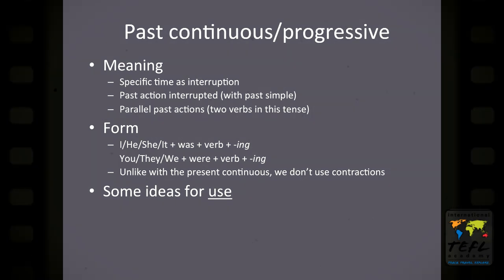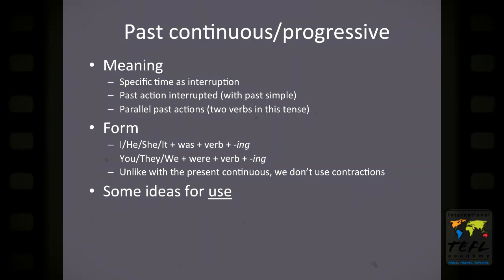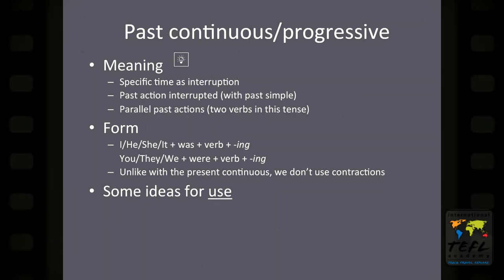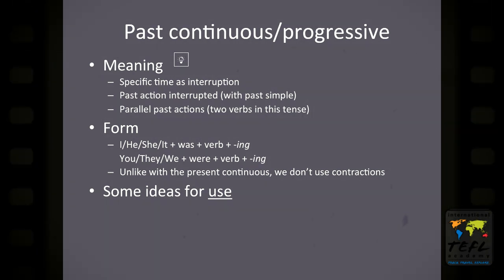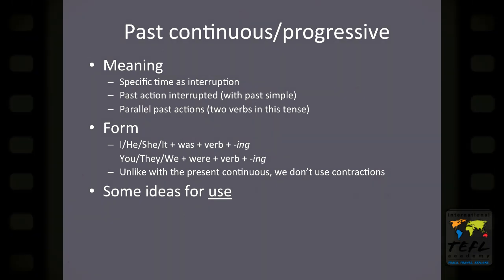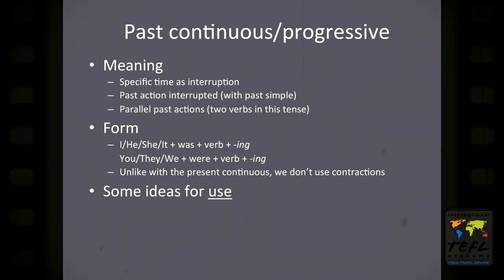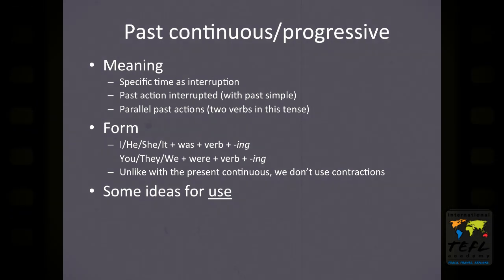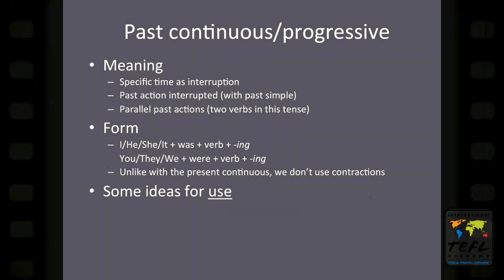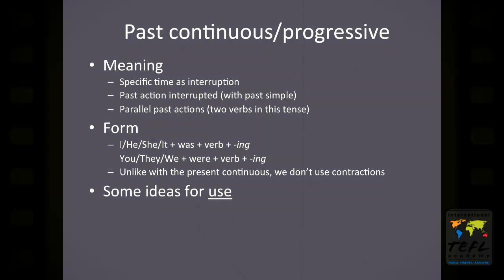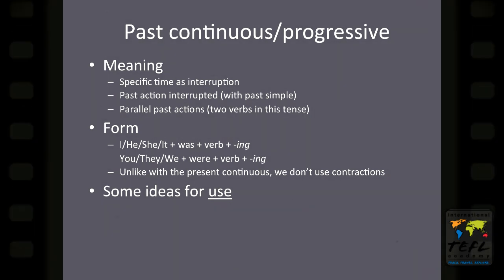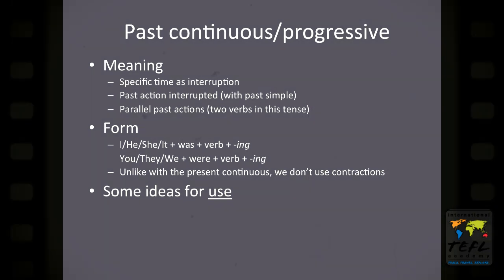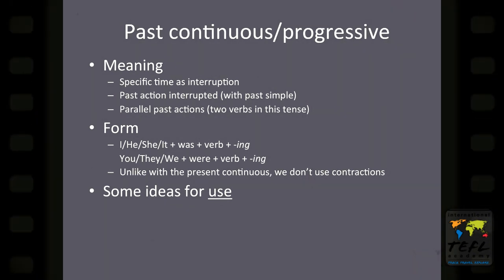Moving on to a little harder, more advanced tense. This would be kind of low intermediate, past continuous, progressive. The meaning of this is to communicate specific time as interruption, as in at midnight last night I was sleeping. You can also communicate a past action that's interrupted, so you'd use a past simple verb that interrupts an ongoing action. So when you called me, I was sleeping. Also parallel past actions. If you use two verbs in the same past continuous, two things were happening at the same time. I was walking and I was talking on my phone.